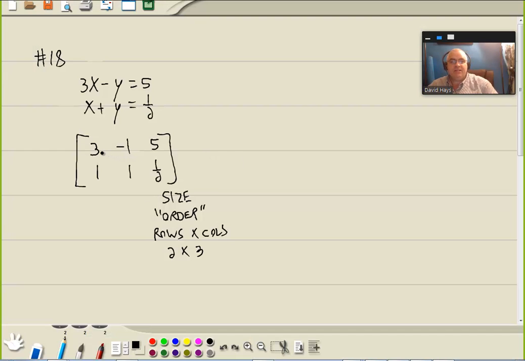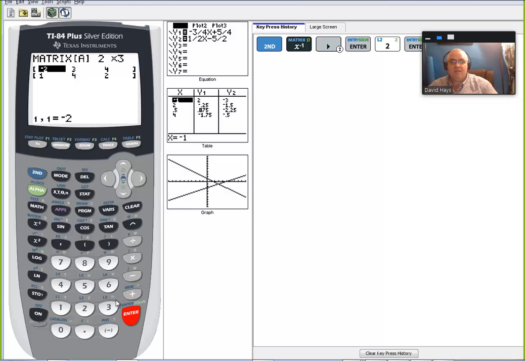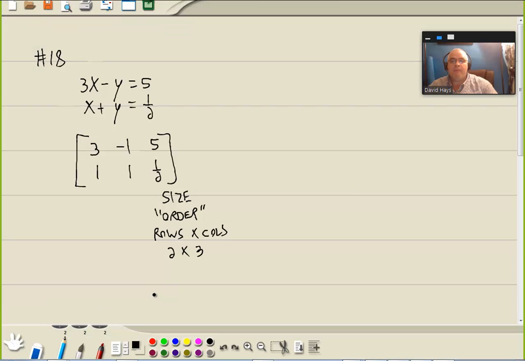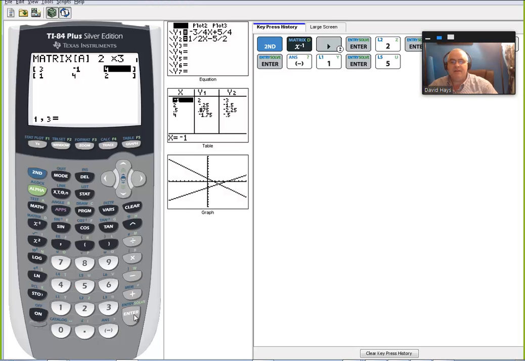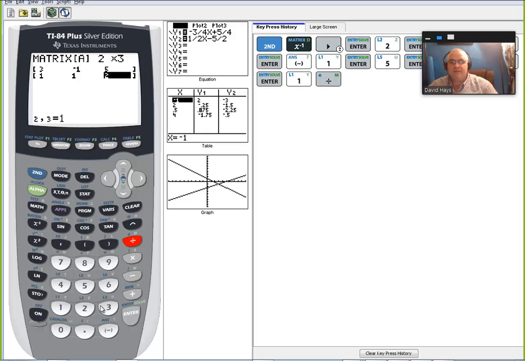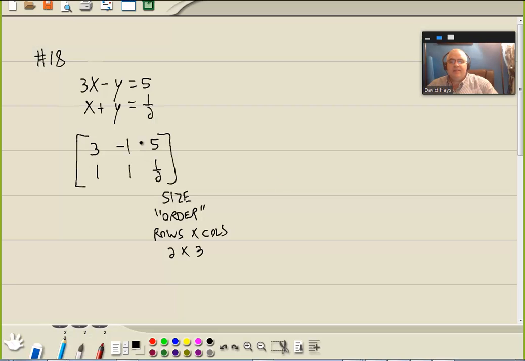Now we're going to type in each number pressing enter after it. So I do 3 enter, -1 enter, 5 enter, 1 enter, 1 enter, and 1/2 enter. Now when you put the 1/2 in, it'll change it to decimal form. That's fine. It keeps track of what it is originally. Now notice that these x's and y's here did not have numbers in front of them, so we put the 1. Now if you're missing the variable completely, you'd put a 0 there for it.